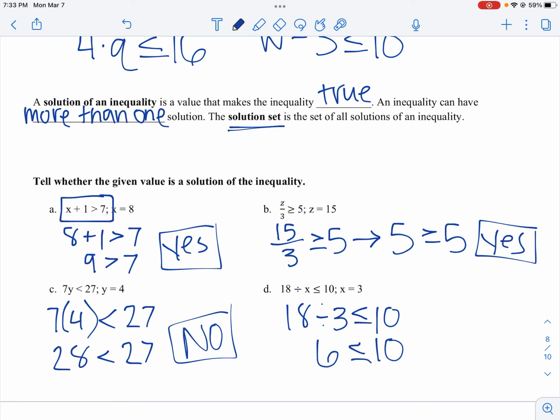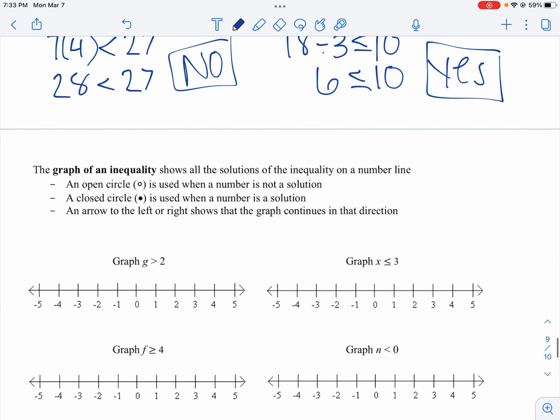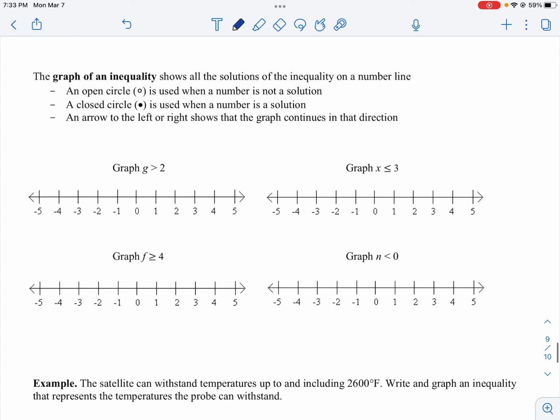Is that one true? Yes. 6 is less than or equal to 10. Okay. If I'm going too fast, just pause the video at any time. Okay. On the next page, we're actually going to be graphing these.